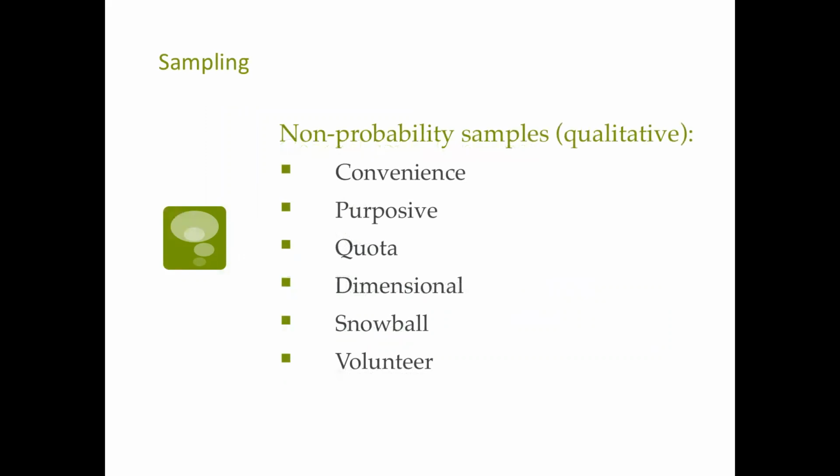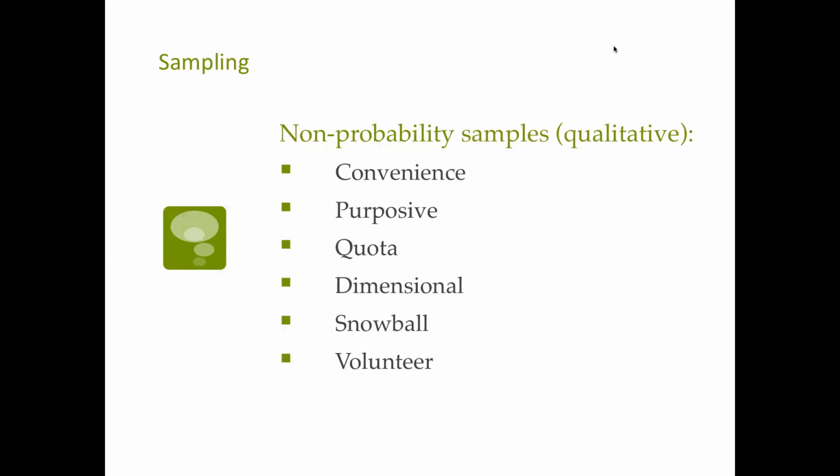Let's start with looking at different types of non-probability samples. In qualitative research, we generally are not looking to be representative in the same mathematical way that quantitative research tries to be representative. So I'm going to talk to you about these 6 different types of sampling methods: convenience, purposive, quota, dimensional, snowball, and volunteer.